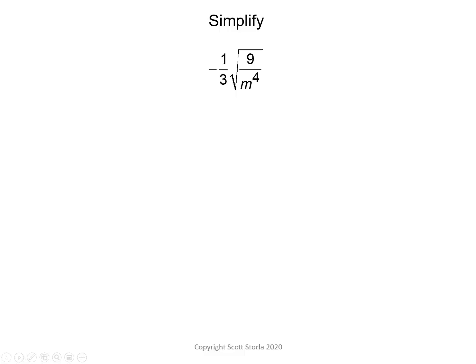How about here? After using the quotient property, square root of 9 is 3, square root of m to the 4th is m squared, and then I'll have a factor of 3 in both the numerator and denominator. That reduces to a factor of 1, and that'll leave me with negative 1 over m squared.